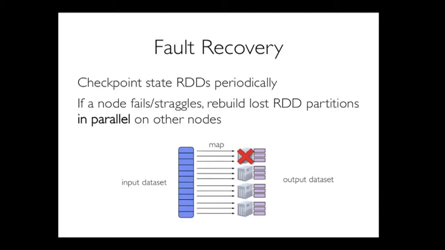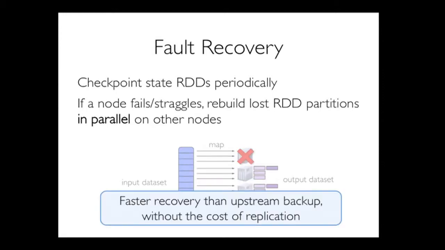For example, here's what we saw in the demo. This node fails and we lose some partitions. We go ahead and recompute them on the ones below. Compared to other systems, this gives us faster recovery than upstream backup without the cost of actually replicating everything. So that's the model. We're going to do these small deterministic batch jobs and split them into even smaller tasks so that we can recover quickly on failure. So next question is, how fast can we actually make it go?